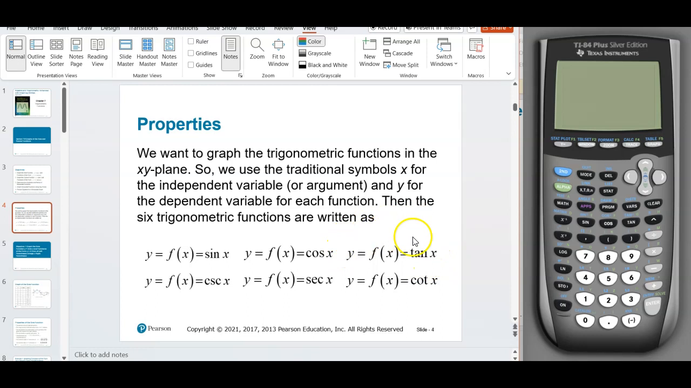The output here would be like the tangent, the slope of the line that connects the origin to a point on the unit circle, which is what we think of when we think of the tangent function, or the y-coordinate divided by the x-coordinate at that given angle. But the inputs now are angles, and the output is the sine, cosine, tangent, secant, cosecant, cotangent of the angle.